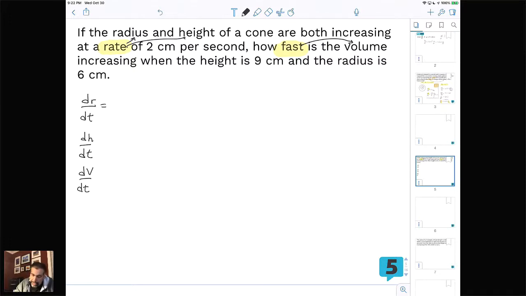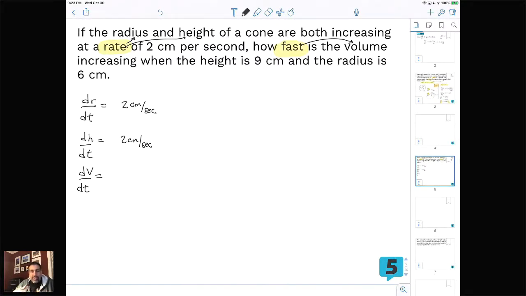So now I want to go back and read the problem again and see if they tell me anything specific about these three rates. Okay? dr over dt, they do tell me something specific. They tell me it's 2 centimeters per second. So I'm going to put that in right there: 2 centimeters per second for dr over dt. Likewise, they tell me that dh over dt, the height is changing at 2 centimeters per second. Now, if this problem had just said the radius and the height of the cone are changing at a rate of 2 centimeters per second, that's not as specific.